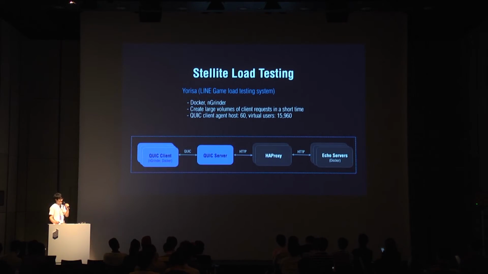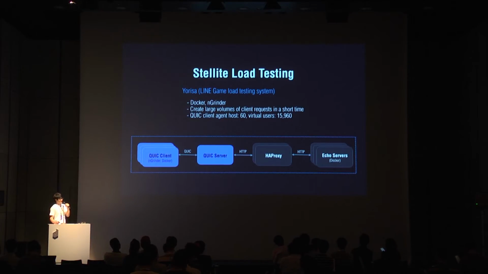Eureka is the name of the LINE Game system used to run server load tests. The system uses Docker and nGrinder to mainly test processing of HTTP requests. Using Docker, the system creates a large volume of virtual clients and runs a task processing REST requests. Since we plan to use it with the HAProxy, we added the HAProxy to the test model also.